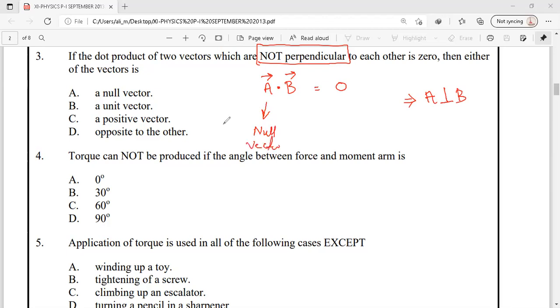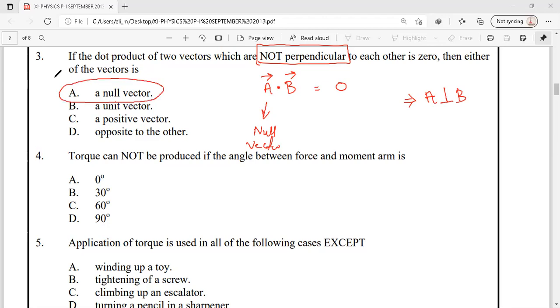अगर एक null vector का dot product किसी दूसरे vector के साथ लिया जाए तो वो हमेशा zero के बराबर आएगा. So in this question either vector A is a null vector or vector B is a null vector. So option A is the right answer.